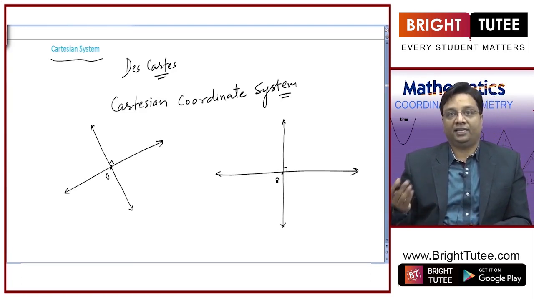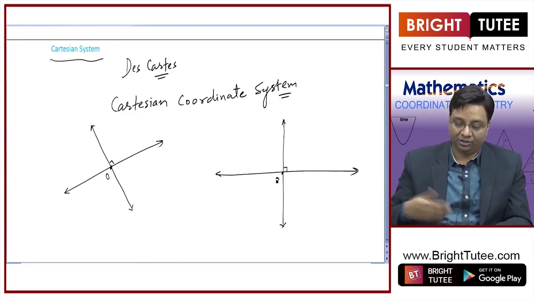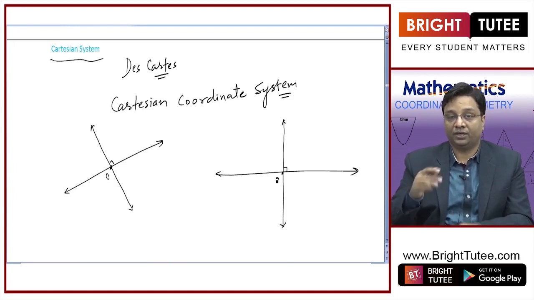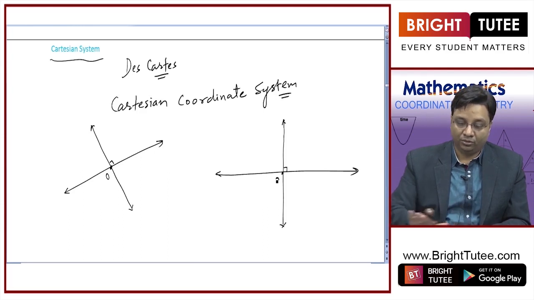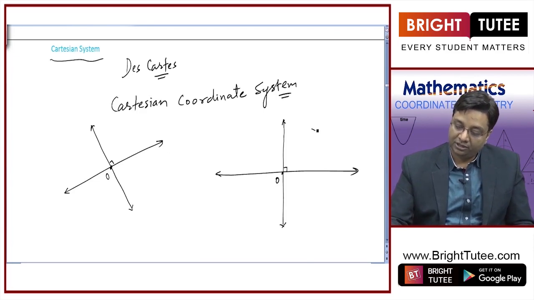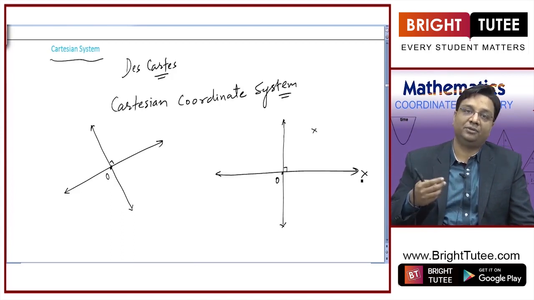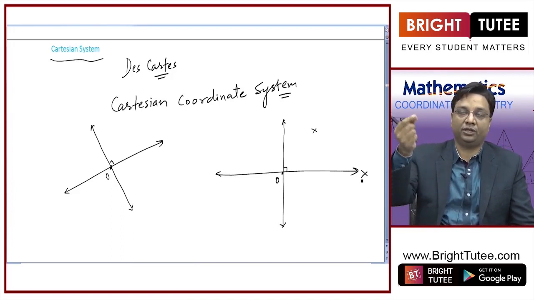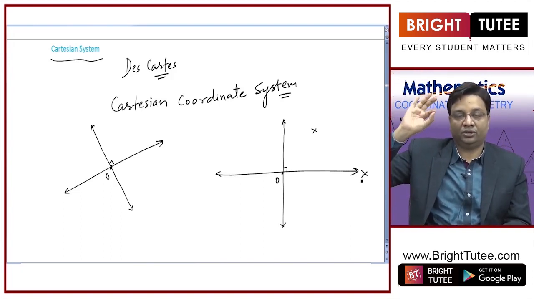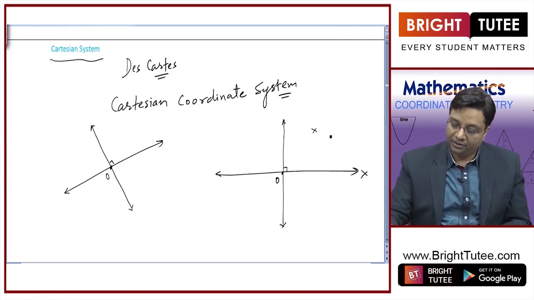Now you can locate a point in two-dimensional space or in a plane. What do I mean by plane? Your paper that you are writing on is a two-dimensional space. You can do that in three-dimensional space also. When I say three-dimensional, I mean this room. If you want to locate a point in this room, you can do that using the Cartesian coordinate system also, but right now we are studying only the two-coordinate system.